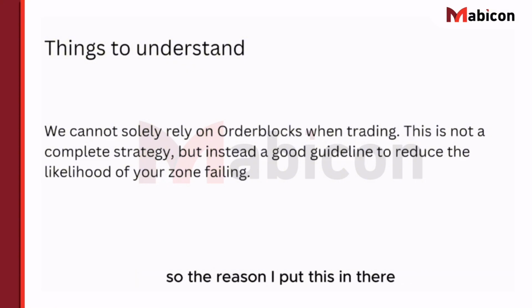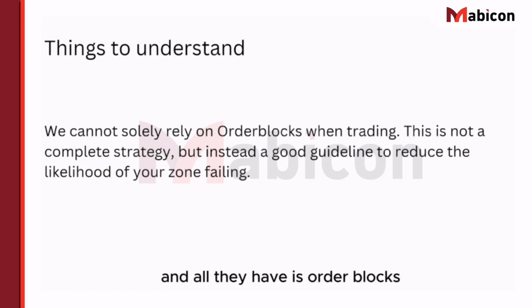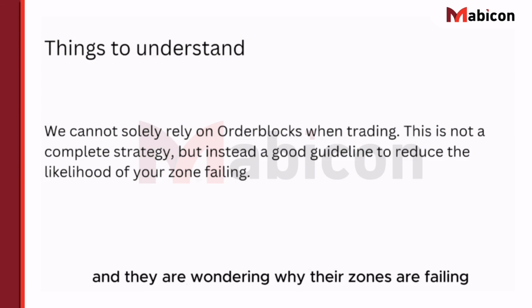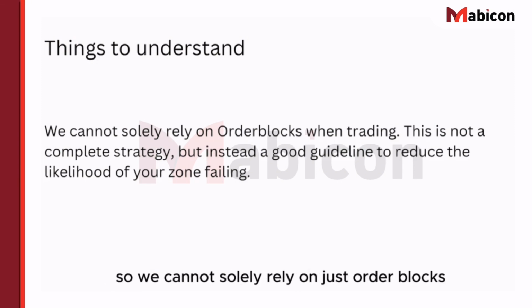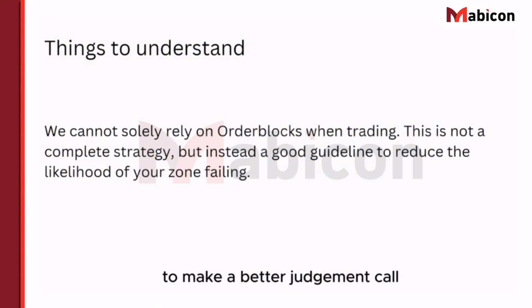The reason I put this in there is because I get a lot of questions from people where they send me their chart analysis and all they have is order blocks, and they are wondering why their zones are failing. So we cannot solely rely on just order blocks, but we can look deeper into how certain zones are forming to make a better judgment call when we are selecting our zones.